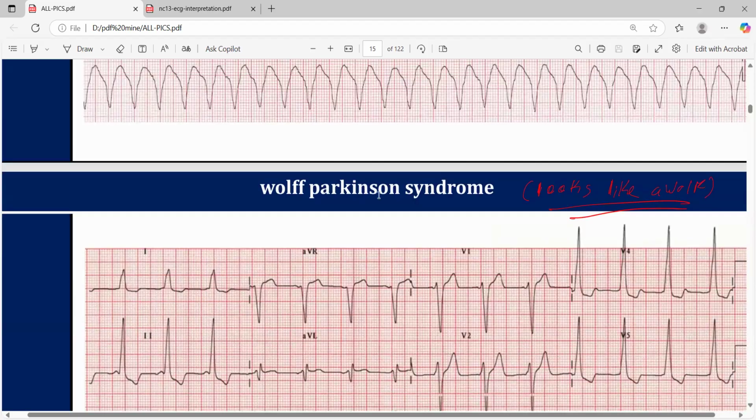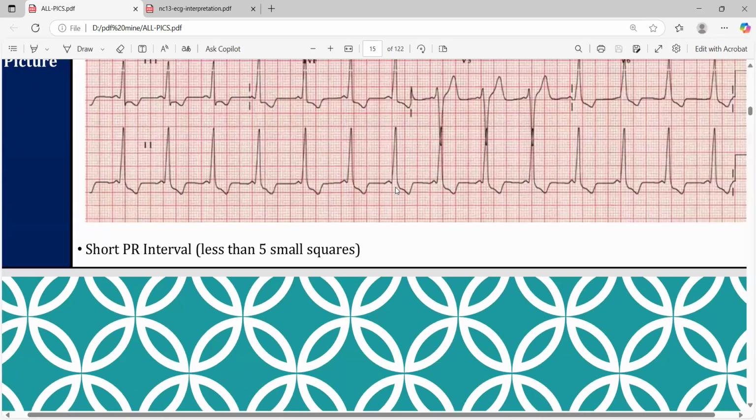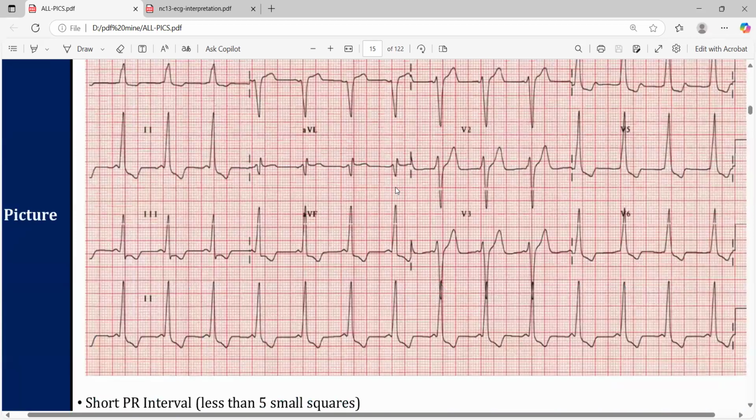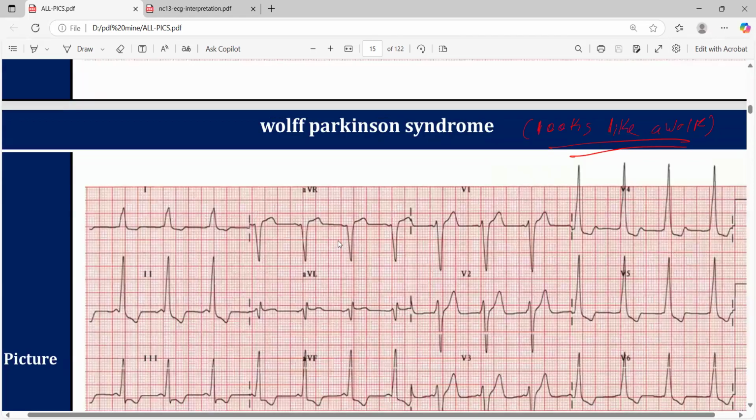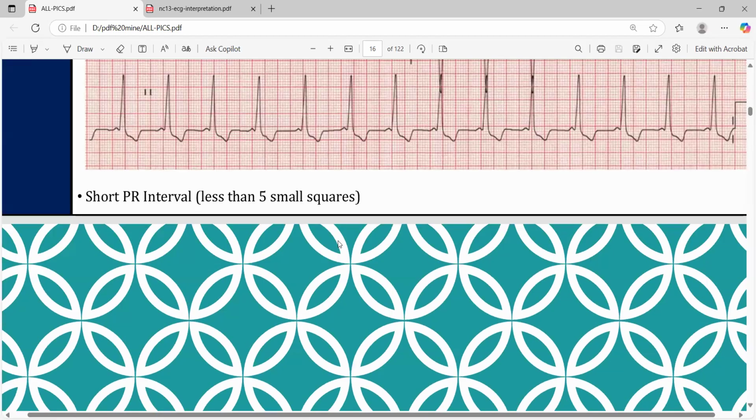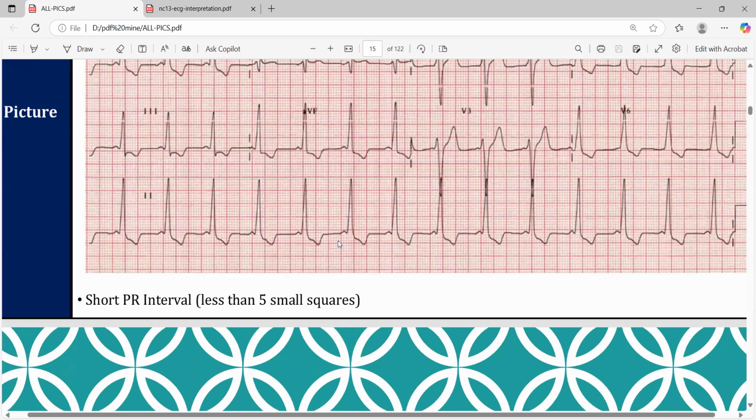Then you can see the Wolff-Parkinson-White. In this one, all you need to see is the short PR interval that is basically there. So you can see. I do put the important ones here, so you can see from here. So this much is the ECG.